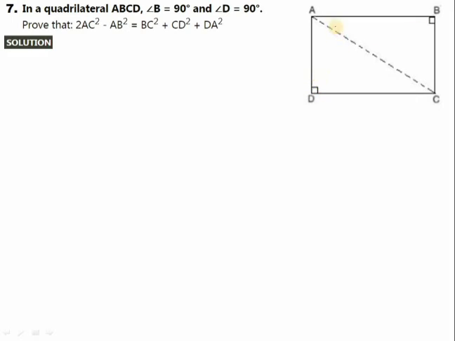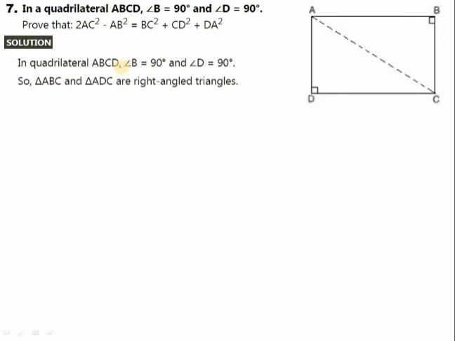Okay, now what I have done here is I have joined the diagonal AC, or I have written the diagonal AC here. Okay, now in the quadrilateral, you know this, right? So this is already given. Now can you see that triangles ADC and ABC are right angled? Obviously, because one of the angles is 90 degrees.